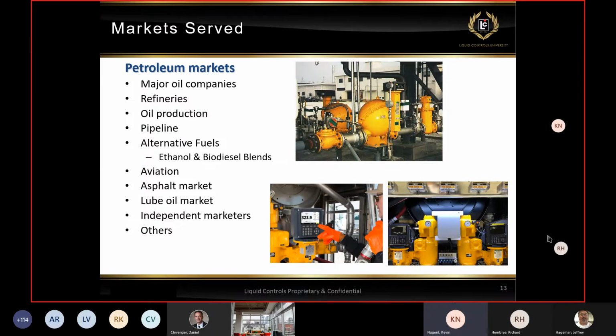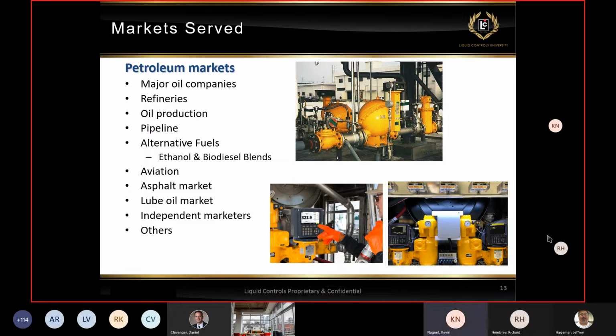Within the aviation market space, there are various opportunities, whether it be on hydrant carts, refuelers, fuel farms. The asphalt market, summertime here in North America, that season is picking up, and we see a lot of opportunities there. Lube oil market, whether we're blending or batching lube oils, very fine application for our meters, since we don't hesitate and we can operate very successfully in high viscous applications.